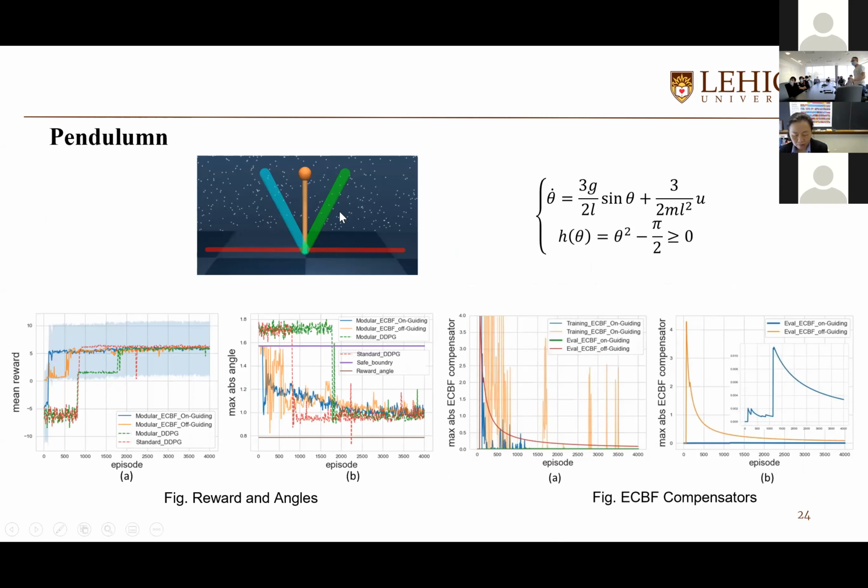And here we also test it on the pendulum, where the safe requirement is that the pendulum must not exceed these red boundaries during the learning. And the task requires the pendulum to always visit these two green areas infinitely often. And here we also show similar things. And here we can see the rewards, the blue rewards with the guiding process converge fast.